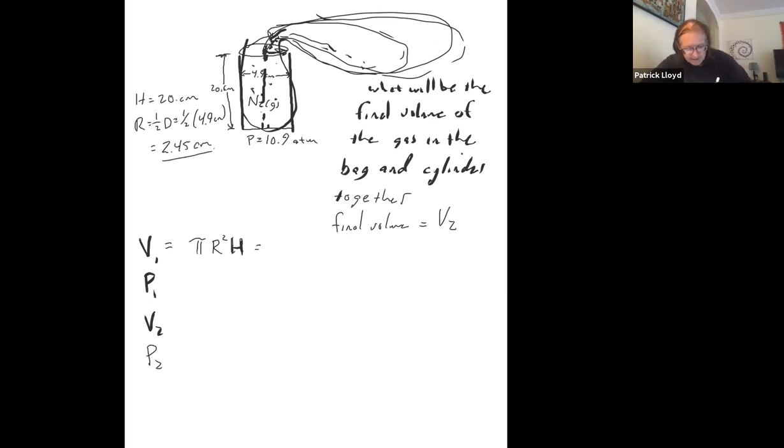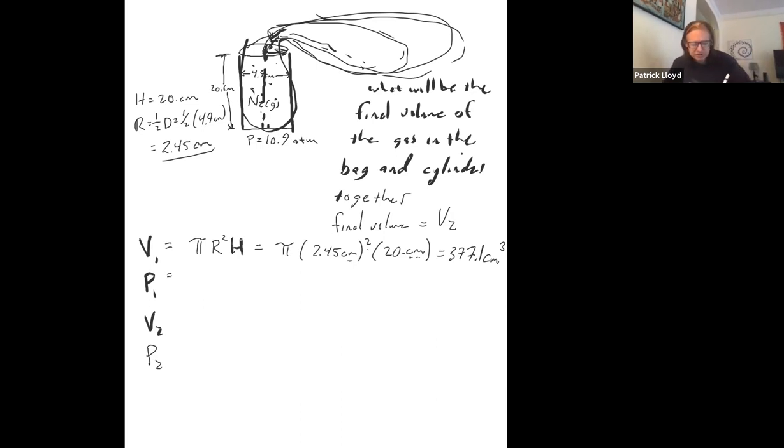So this would be pi times 2.45 centimeters squared times 20 centimeters. Let's calculate that, since that's our initial volume. Pi is 3.14159 times 2.45 squared times 20, and you get 377.1 centimeters cubed, right? Cubic centimeters, because you have centimeters squared times centimeters.